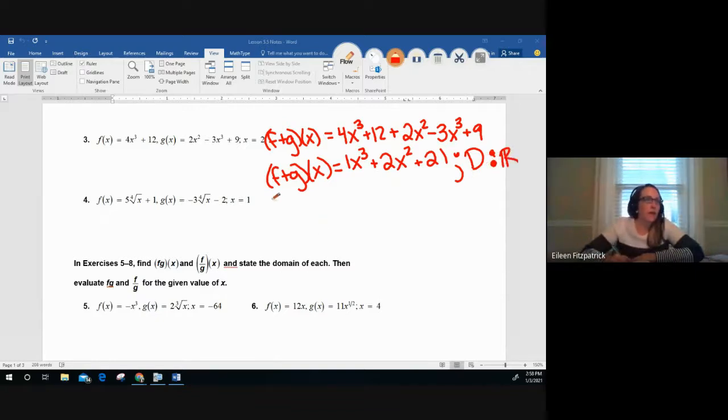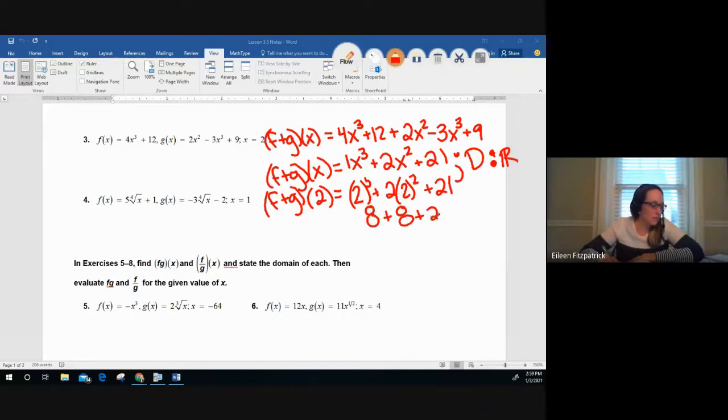All right. Last thing, we have to evaluate when x is 2 this time. So f plus g of 2. So I have 2 cubed plus 2 times 2 squared plus 21. So 2 cubed is 8, plus 2 squared is 4 times 2 is 8, plus 21. So I have 16 plus 21, which will give me 37.